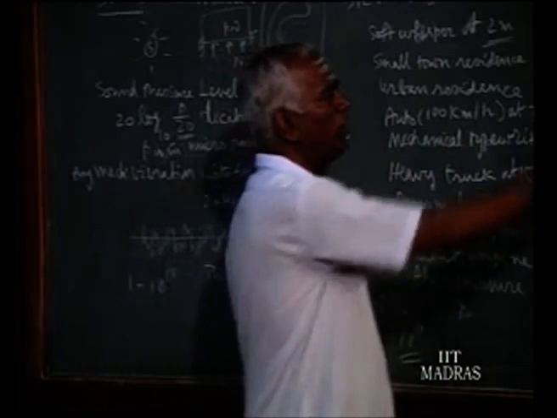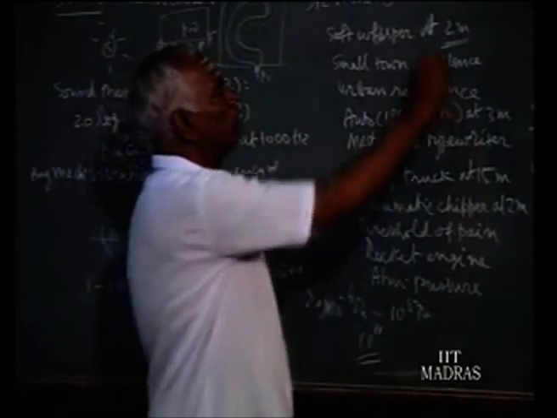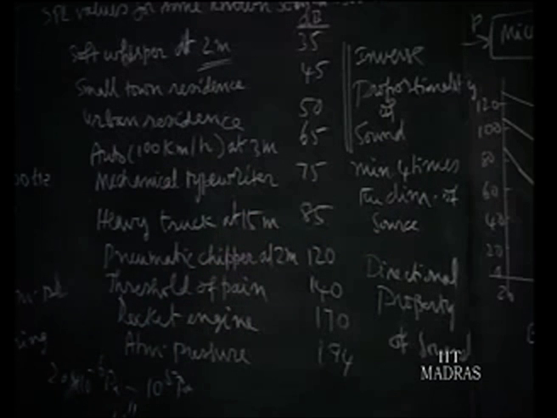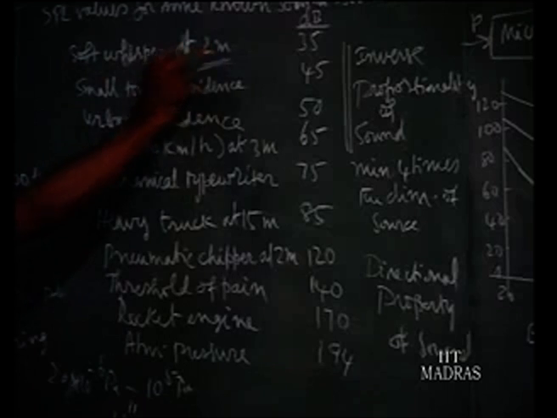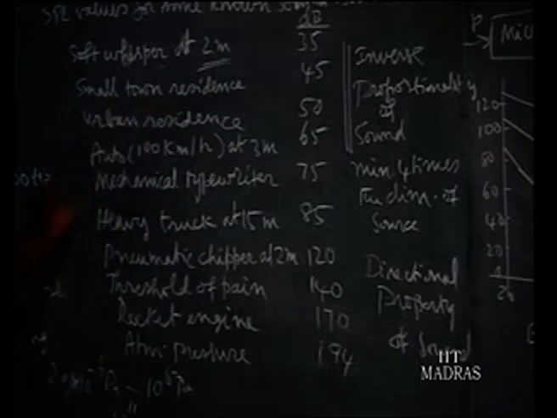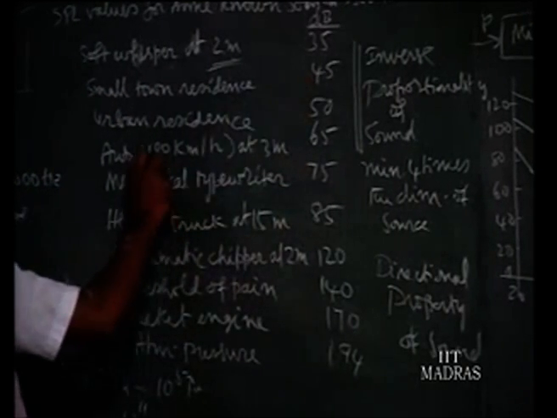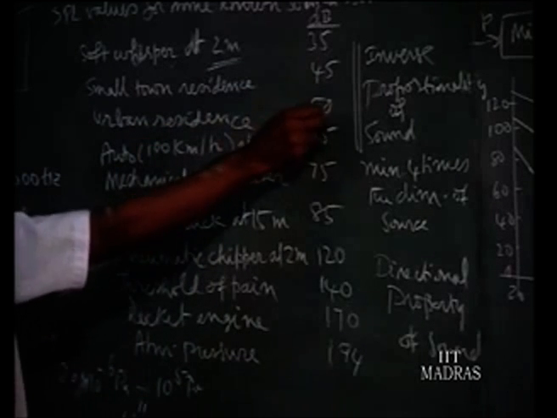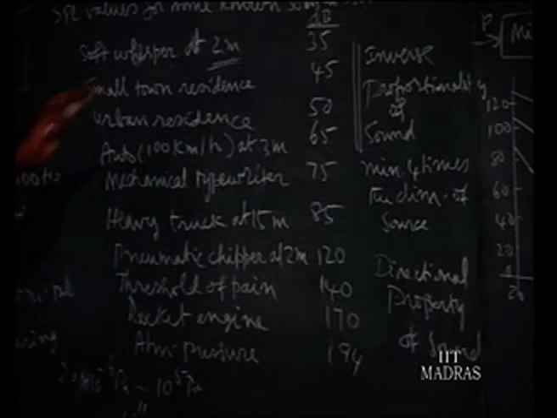Under this situation only, these two rules are valid. So that's why in many places, the measurement distance for sound is also given. A soft whisper, when measured at a 2 meter distance, is 35 decibel. General noise in a small town will be around 45 decibel. In urban residential areas like Madras or Madurai, big cities, you will find a lot of movement and traffic. We find 50 decibel is the average sound level.